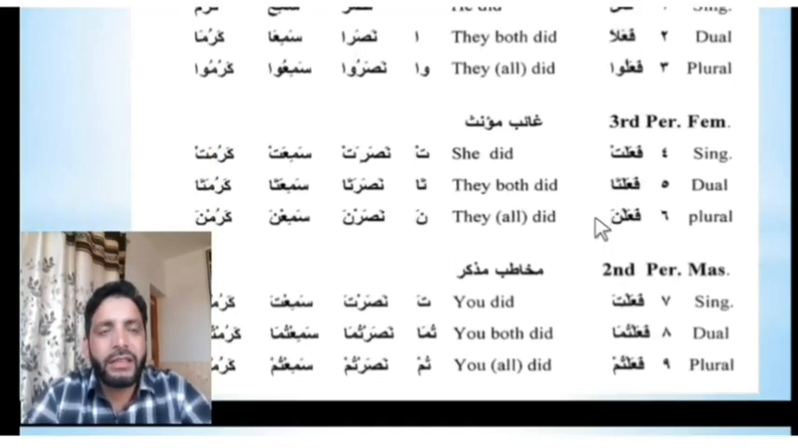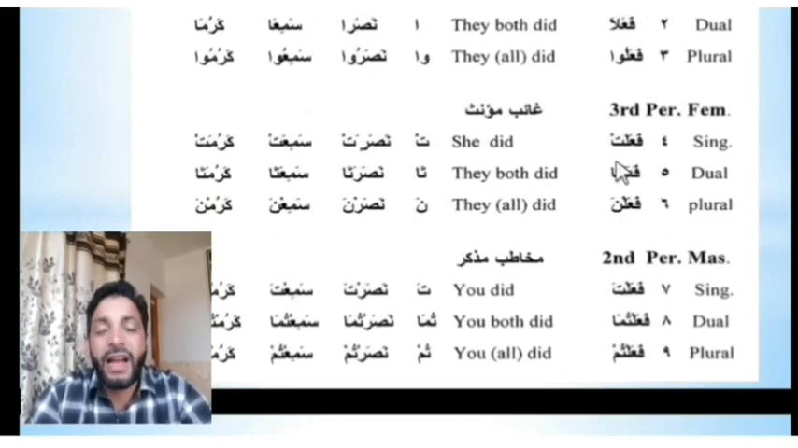Now the fourth form is fa'alat. We added ta sakin at the end. It became fa'alat. Fa'alat, the example is nasarat, sami'at, qarumat. Fa'alat means she did. So it is used for third person, feminine, singular.